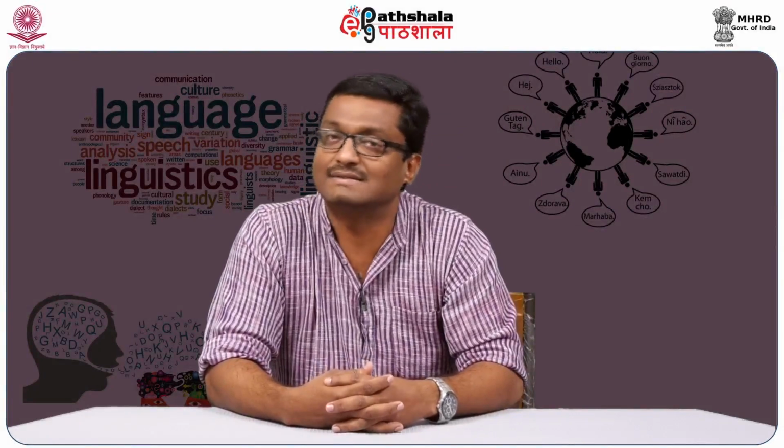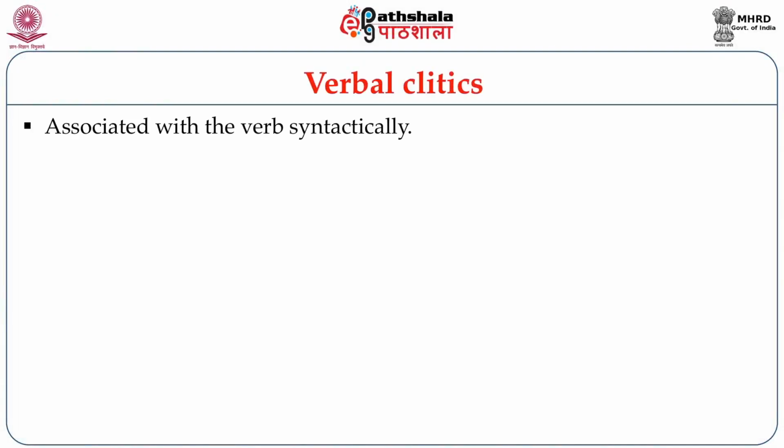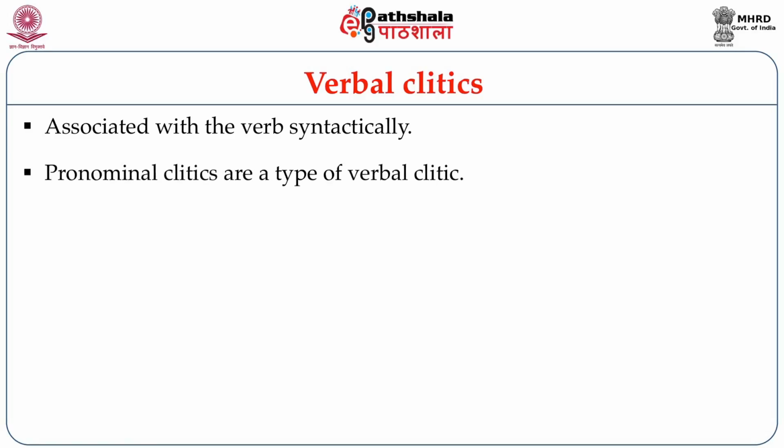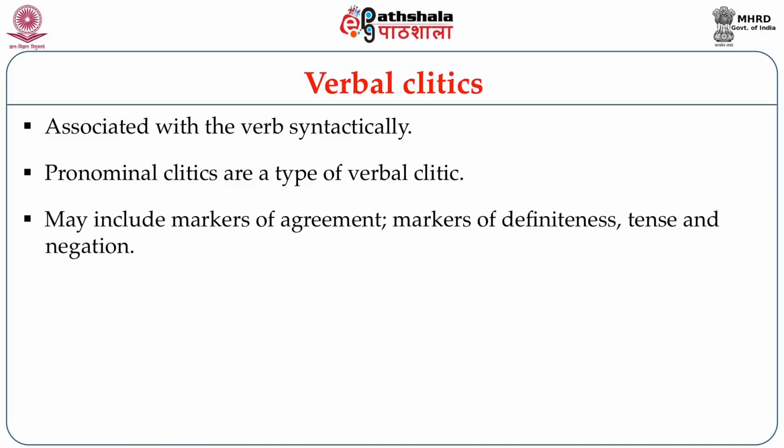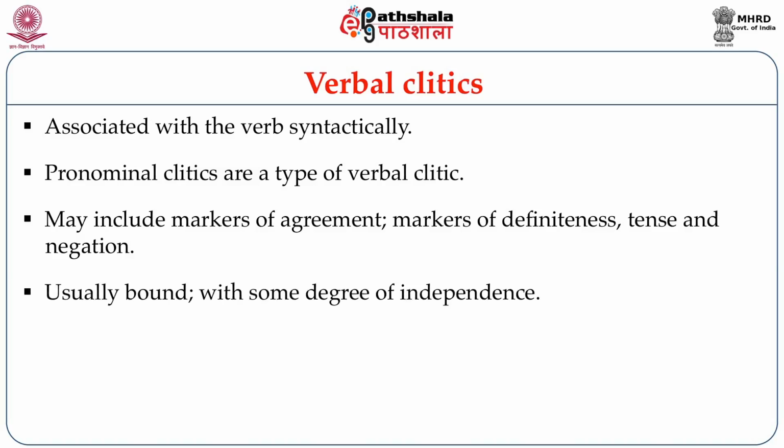Another very important and common category of clitics that we find is that of the verbal clitics. Verbal clitics are very similar to verbal affixes in that they are associated with the verb syntactically. The type of clitic that we were discussing just now, the pronominal clitics, is actually an example of a verbal clitic. It may not just involve markers of agreement, it may also involve markers of definiteness, that of tense and aspect, and also that of negation. They're usually bound elements, but they also exercise some degree of independence.